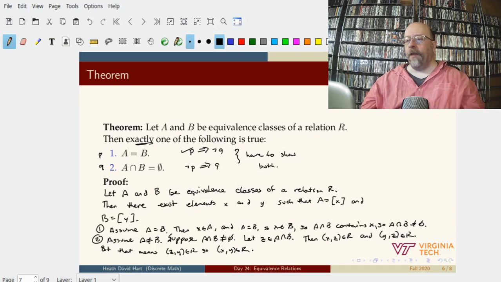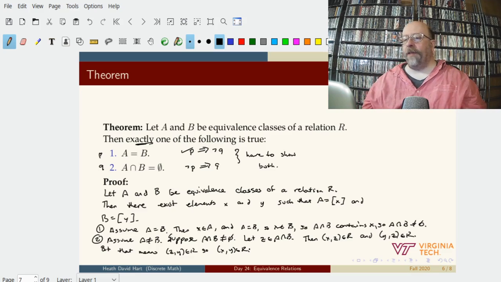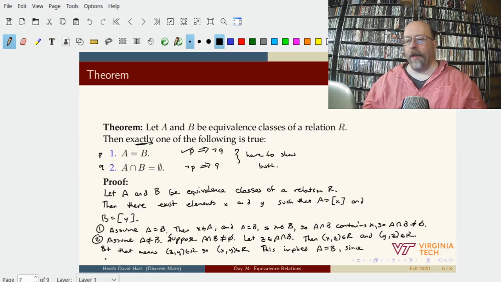Okay? And this creates a problem, because this tells me that A has to equal B. So this means that A equals B, since any element, say Q, with X comma Q in R implies Y comma Q in R, and vice versa.